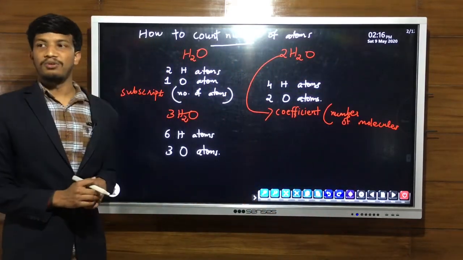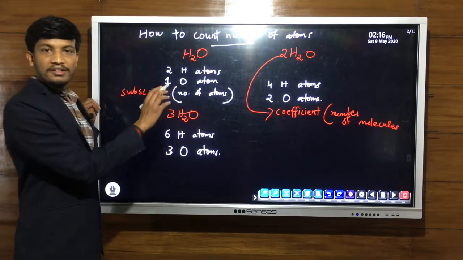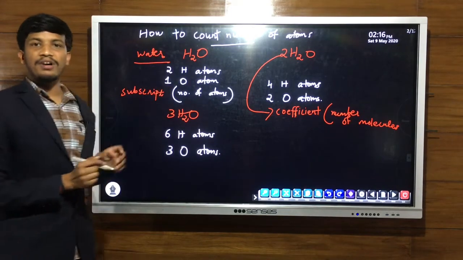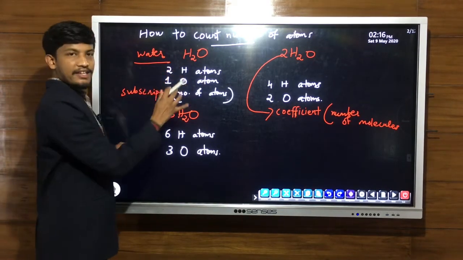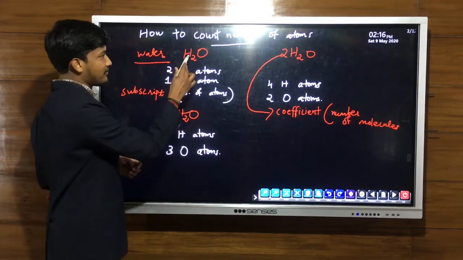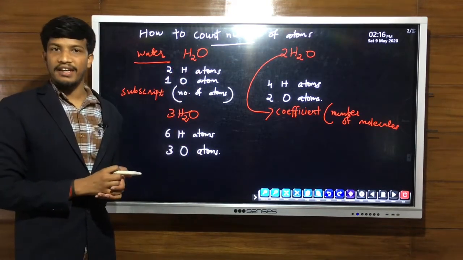Now we will consider more examples for counting the atoms. The first compound we are going to discuss is H2O, water. In water, H2O, can we count the number of atoms? Which are the 2 atoms present in water? First one H, second one O. That is, there are 2 kinds of atoms only, hydrogen and oxygen.